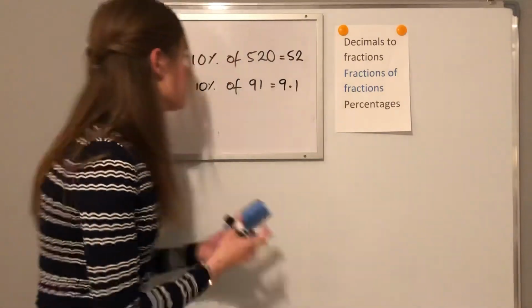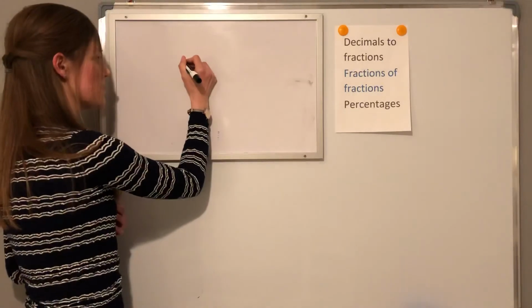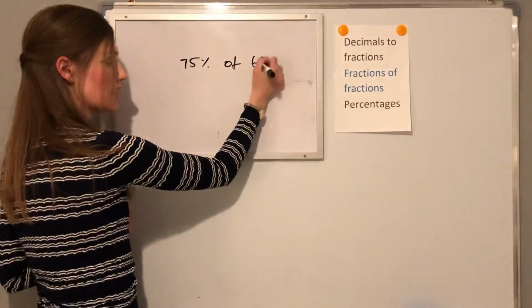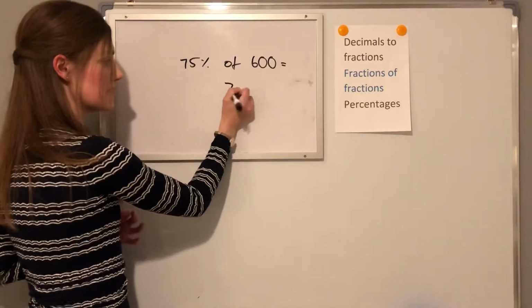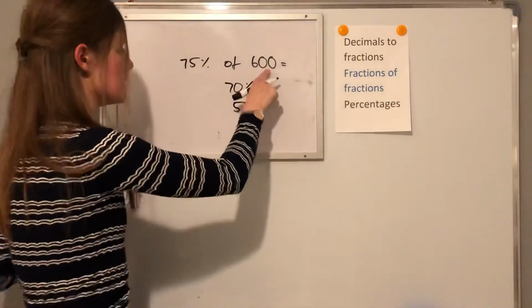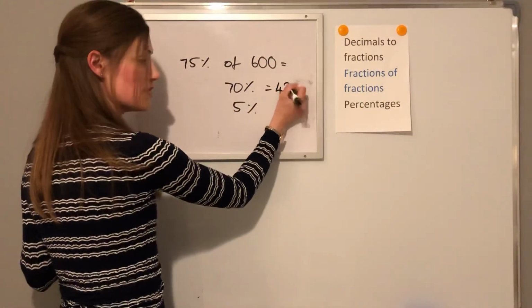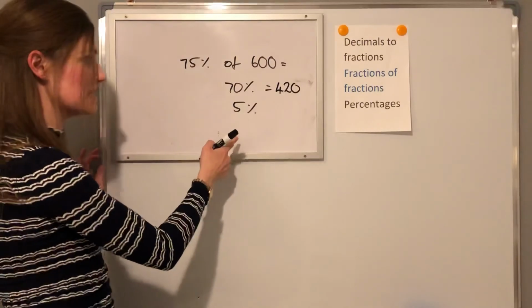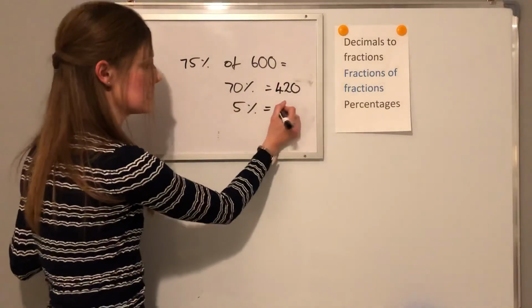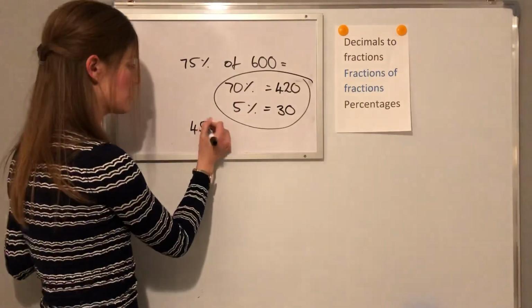So, if you were doing something tricky, like 75% of 600, you could break that down into 70% and 5%. 70% is going to be 60 times 7, 420, and 5%, you remember what you do? You do 10%, chop it in half, which makes 30. Add them both together and you get 450.